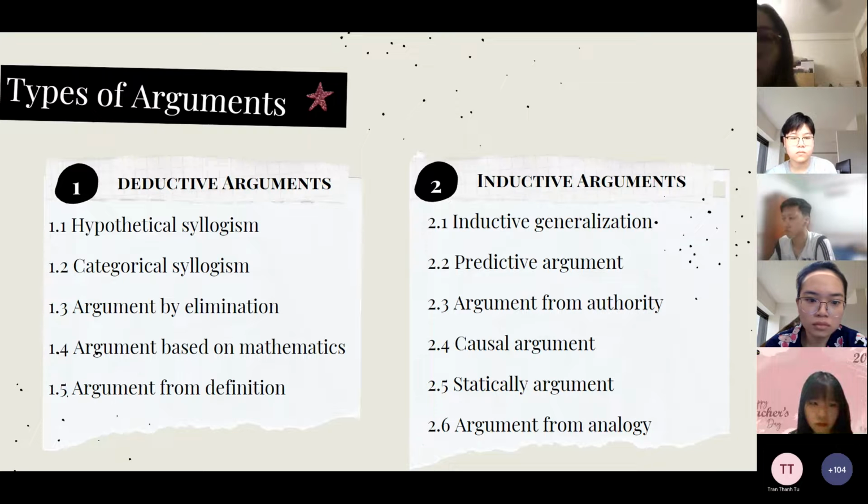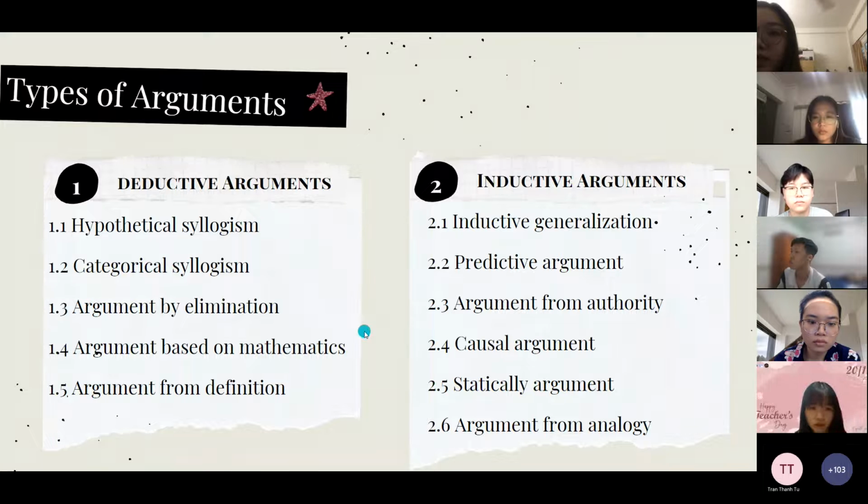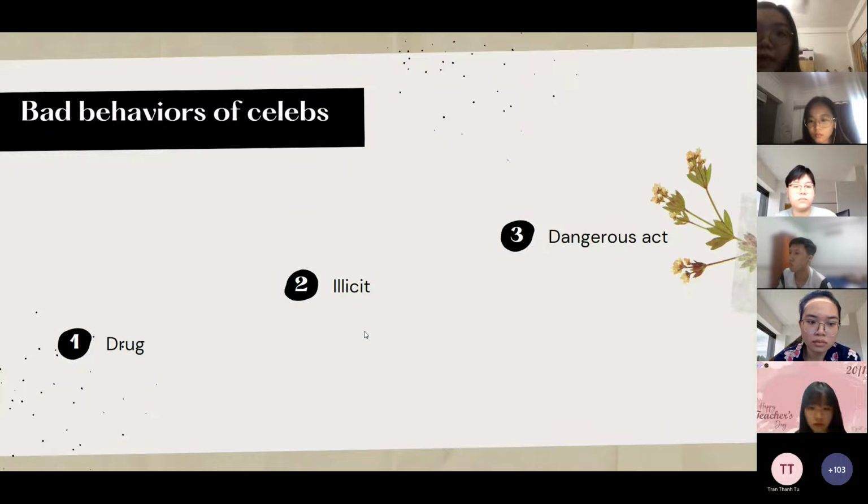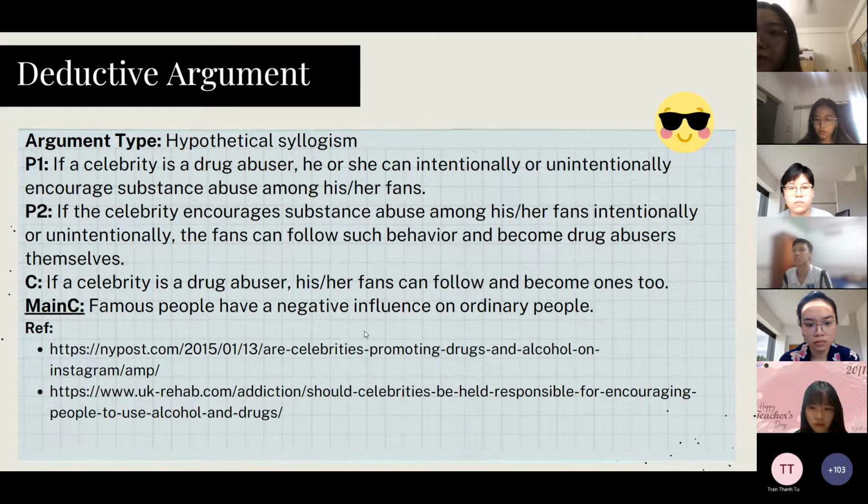Okay, so let's start with the first one. Is the bad behaviors of celebrities. So we got the drug use, illicit activities, and dangerous acts. So I will cover the first two keywords. Next slide, please. Okay, so talking about drug abusing.